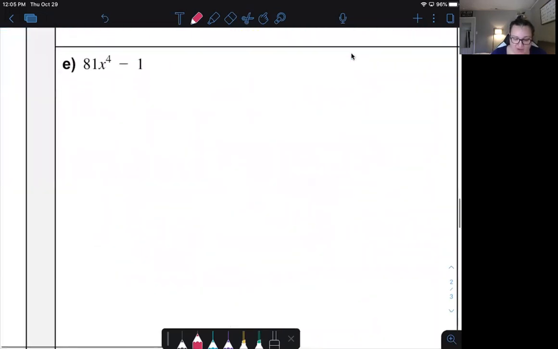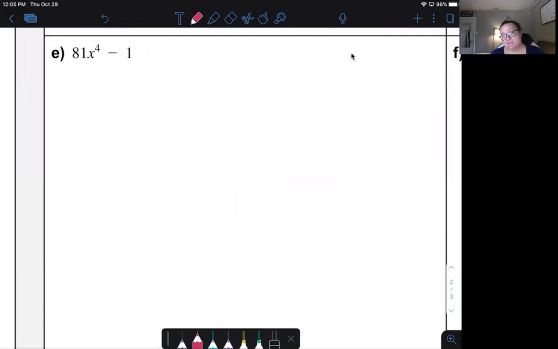So part E and part F, we're just going to factor these completely. So 81x to the fourth minus 1. This is a perfect square, and let me show you why. So 81 is really 9 squared. x to the fourth is really x squared squared. And then 1 is really 1 squared, because 1 squared is 1. So we've got a difference of squares here.